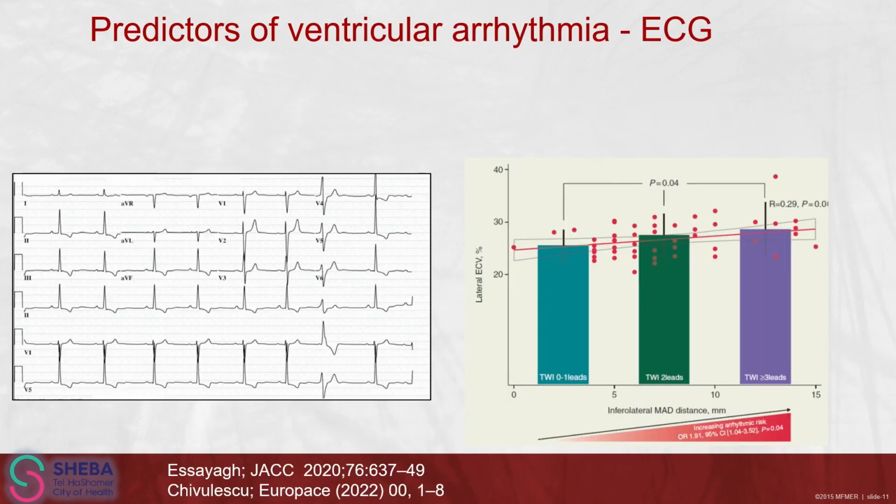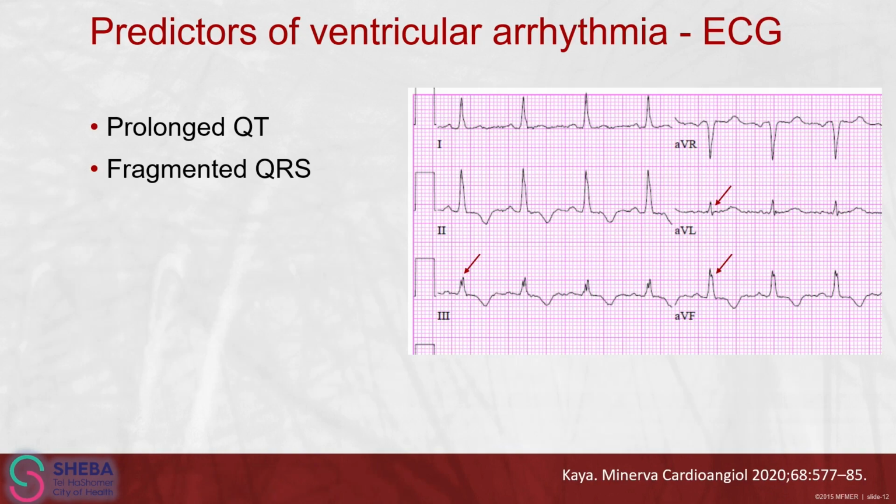Next, we move to the ECG, and we need to look for repolarization abnormalities, T-wave inversions in the infralateral leads, as they are associated with arrhythmic risk, and the more leads that are involved with these changes, the higher the risk. Prolonged QT and fragmented QRS have also been linked in small studies to a higher risk of ventricular arrhythmia.